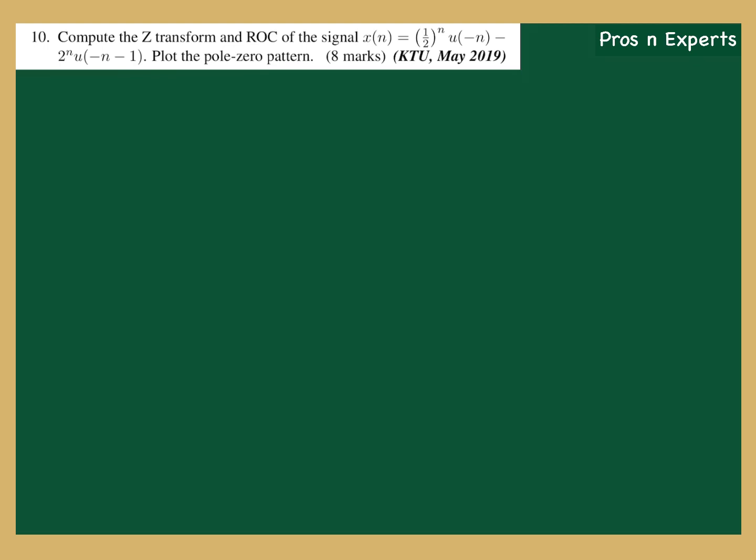This is an asked question. Compute the Z transform and ROC of the signal x of n equal to half raised to n u of minus n minus 2 raised to n u of minus n minus 1. Also, plot the pole zero pattern.